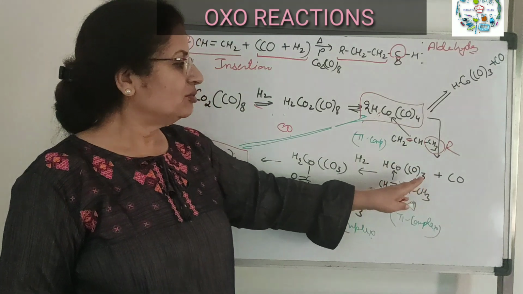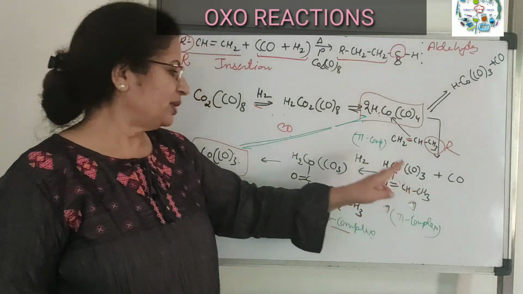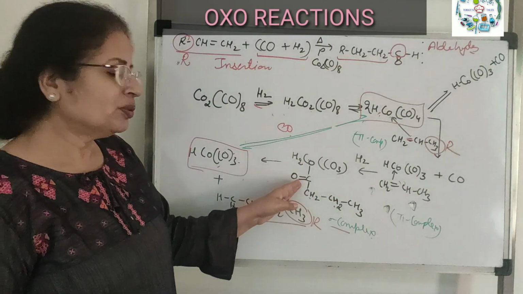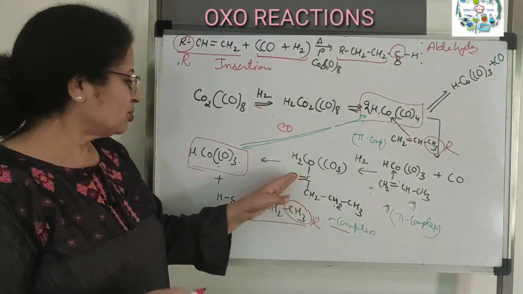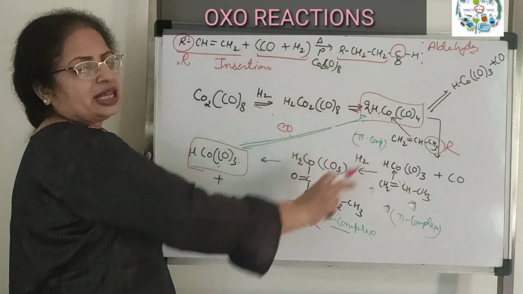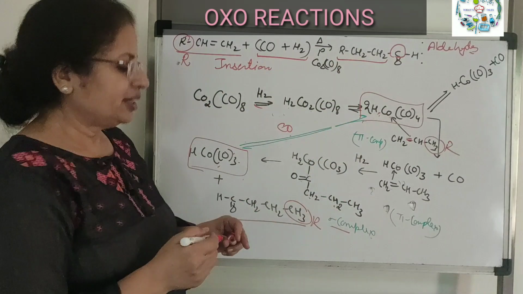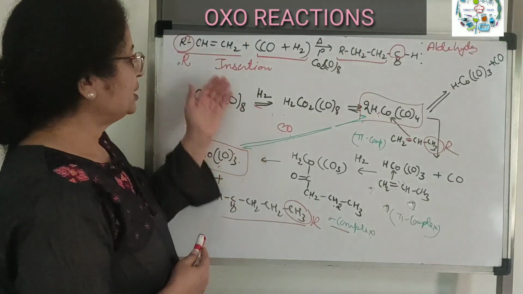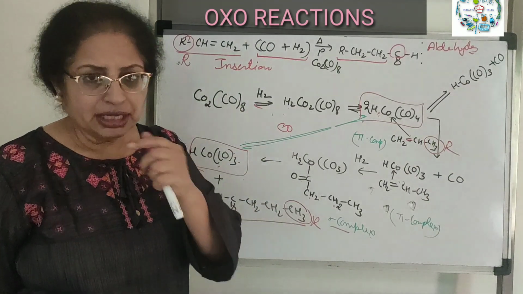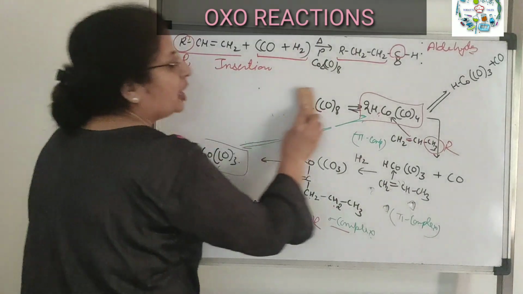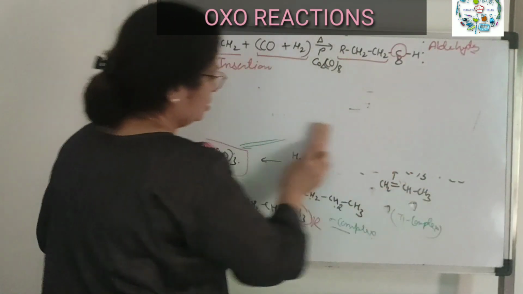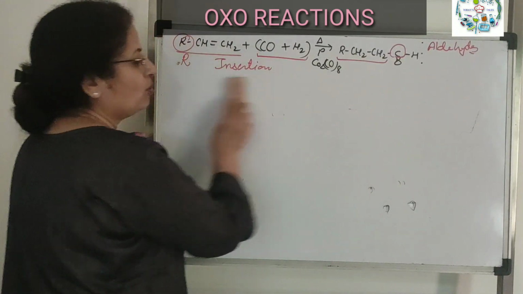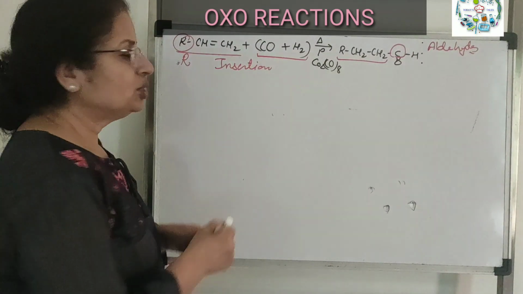Terminal alkene will give you a pi complex. The pi complex, on reaction with hydrogen, will get converted into a sigma complex. The sigma complex again will give you this, and this cycle keeps on repeating and you are getting aldehydes every time from terminal alkenes. And in this sequence, nowadays not only cobalt complexes, rhodium complexes are also used.